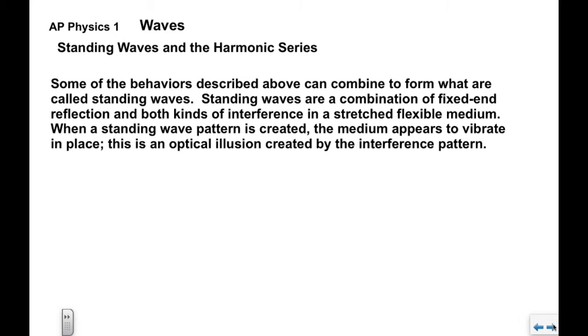Now, some of the behaviors that we talked about in the last video can combine to form what are called standing waves. A standing wave is a combination of fixed end reflection and both kinds of interference, constructive and destructive, in a stretched, flexible medium like a spring. When a standing wave pattern is created, the medium appears to vibrate in place. It's an optical illusion created by what's called an interference pattern.